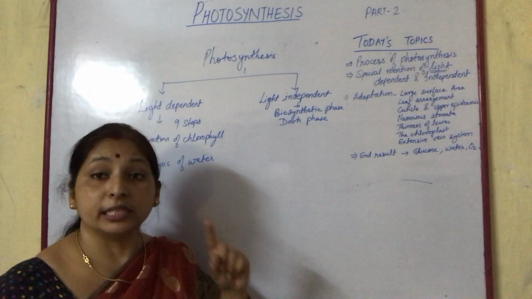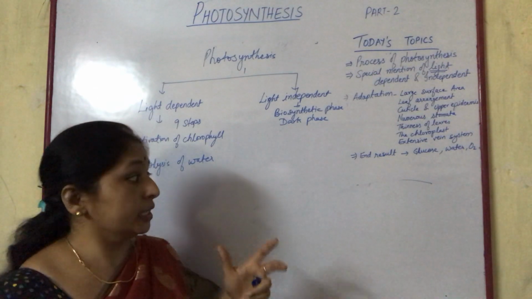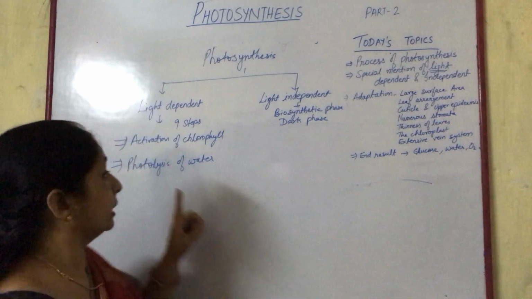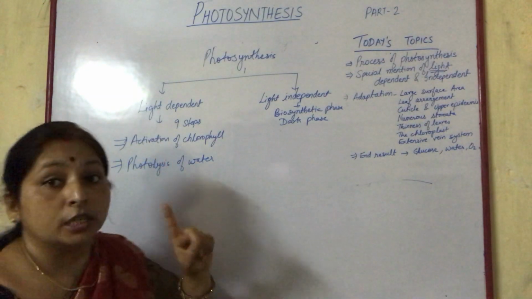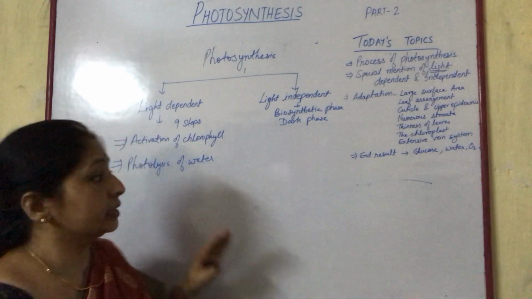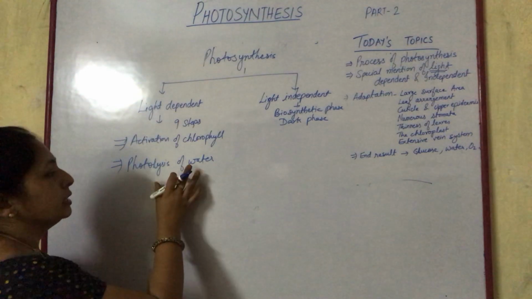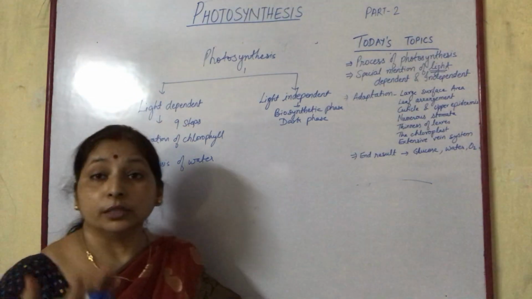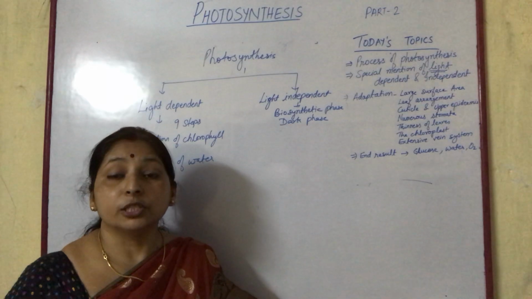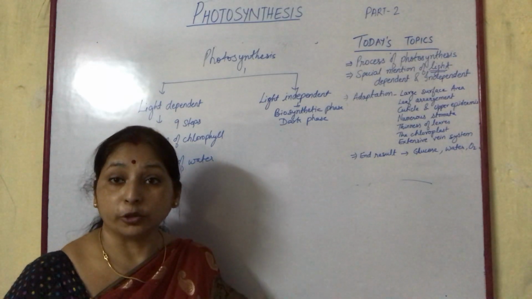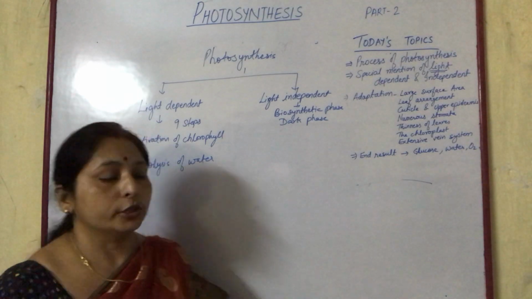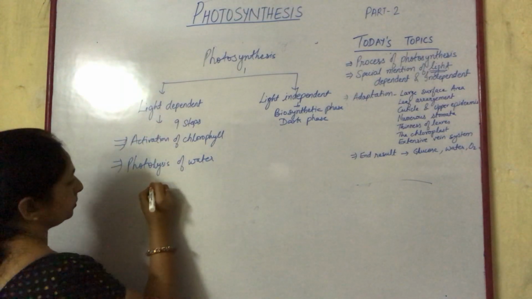form of photons. This photon energy is utilized for the activation of chlorophyll pigment. The first step of this is activation of chlorophyll. After activation, there is photolysis of water. The photon energy which is used for activating the chlorophyll pigment is utilized for breaking down the water molecule.